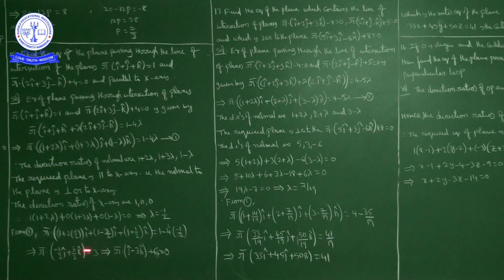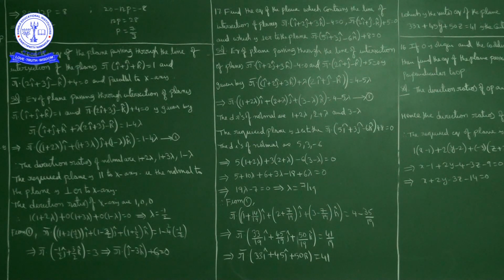Nothing but multiply with minus 2 on both sides here. Multiply with minus 2. Okay. You will get the final equation as r bar dot product with j cap minus 3k cap plus 6 is equal to 0. Okay. This is the required vector equation of the plane. Okay. Next question.